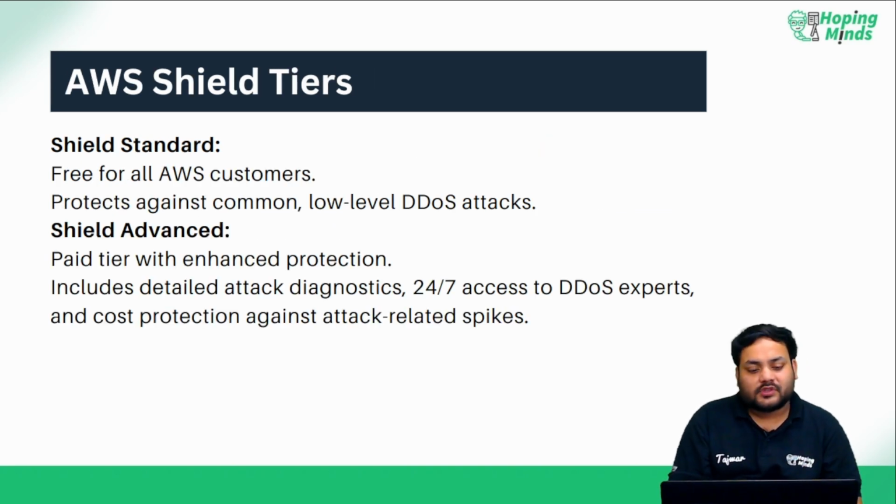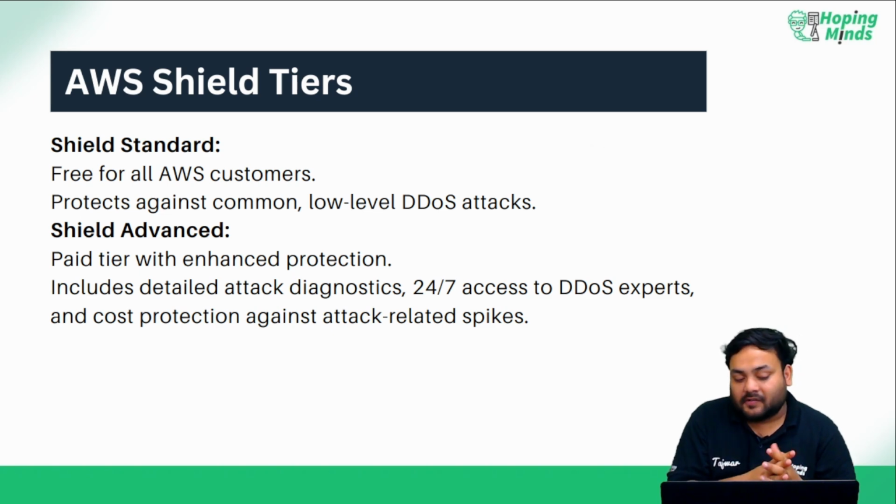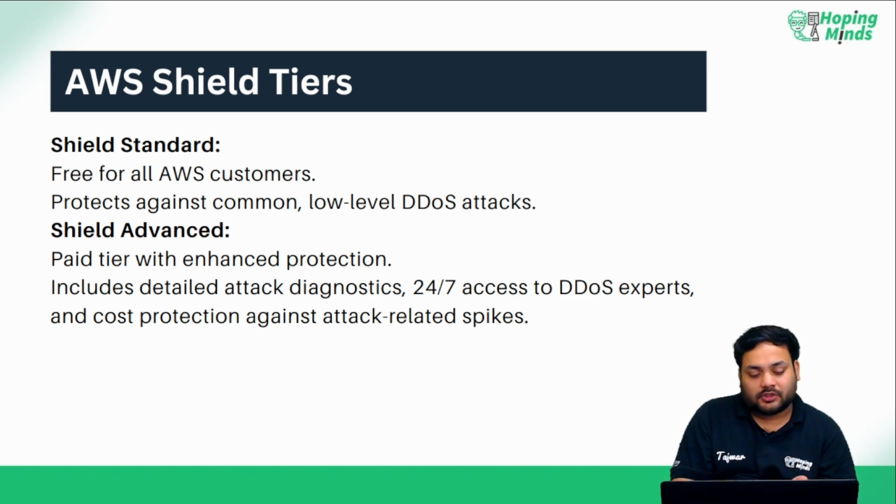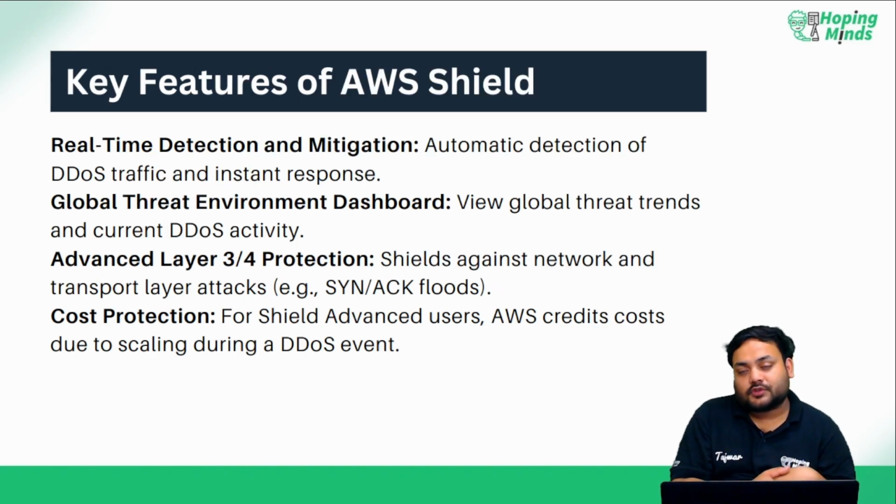Now in AWS Shield, we have different tiers: Shield Standard and Shield Advanced. Shield Standard is free for all users, and it protects against common and low-level DDoS attacks. Shield Advanced is paid, and with this advanced tier we can stop advanced-level DDoS attacks. Now let's look at the key features of AWS Shield. It has real-time detection and mitigation. Mitigation is when we respond back to the attack and secure ourselves. It detects the attack in a real-time environment and mitigates it.